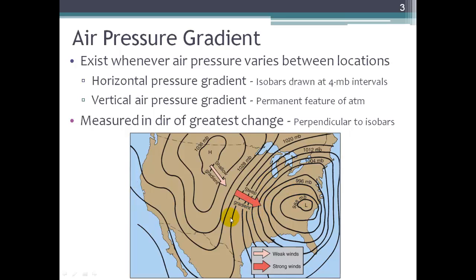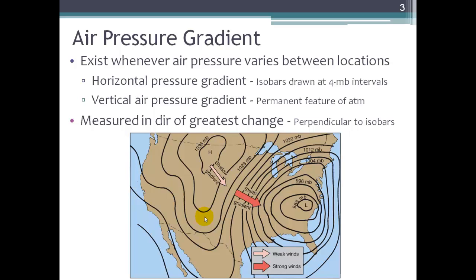We can talk about a horizontal pressure gradient, which moves horizontally across the surface of the Earth. And we can also talk about a vertical air pressure gradient, which is a little bit different. Remember that air pressure decreases with altitude in the atmosphere. And so in that sense, we have high pressure at the surface and lower pressure aloft, and therefore an air pressure gradient as we move up in the atmosphere. But for most of our discussion, we are concerned with the horizontal pressure gradient.